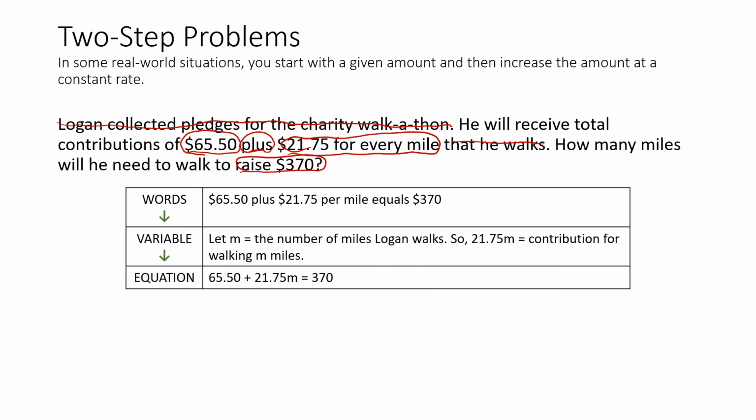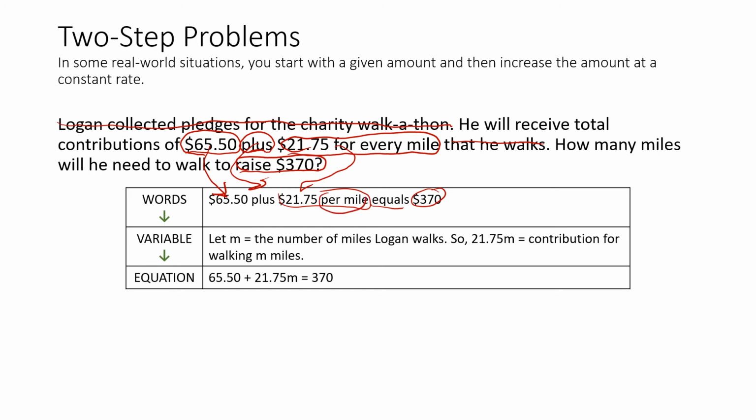370. And so we can see that that 65 goes here, right? That plus is here. That 21.75 is that part. And although we don't use the word raise down here, we have equals. We know that his goal is to get to 370. So that is an equals 370. Okay. Then if we look up here, we have an unknown.